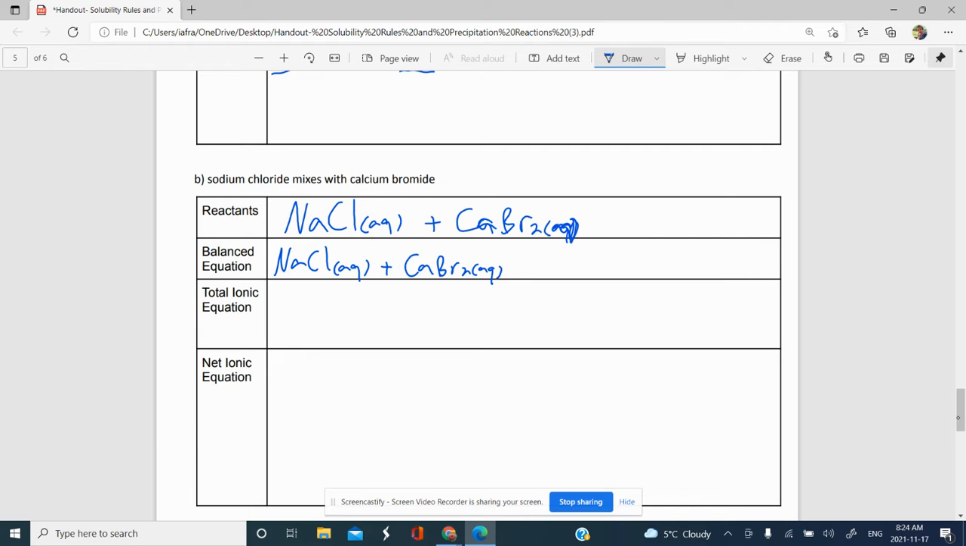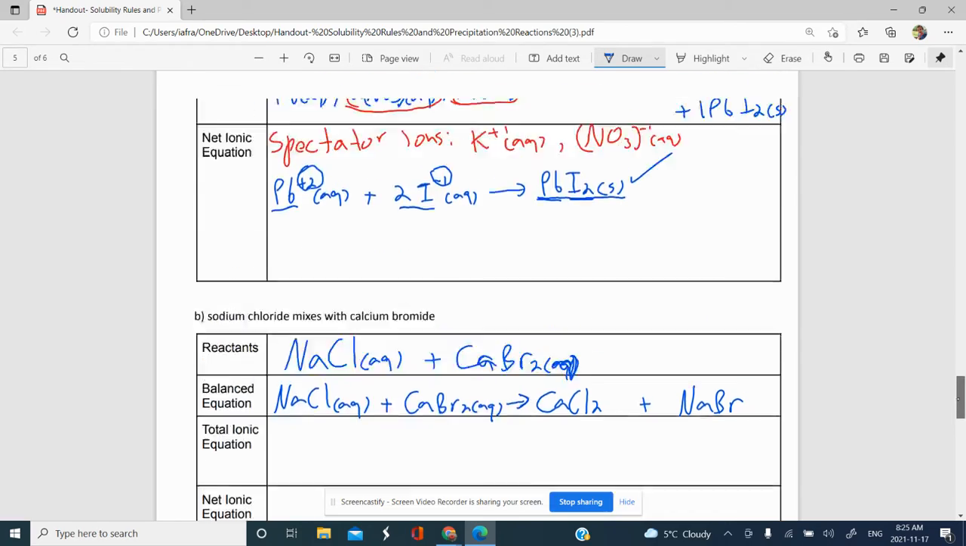To make, we'll do our double displacement and we'll get calcium chloride, CaCl2 (aq). Actually, I don't even know that yet. I have to go back and double check. So let's write CaCl2. We'll go check in our table after. Plus NaBr. So let's go check NaBr and CaCl2 to see if they're aqueous or if there's a precipitate.